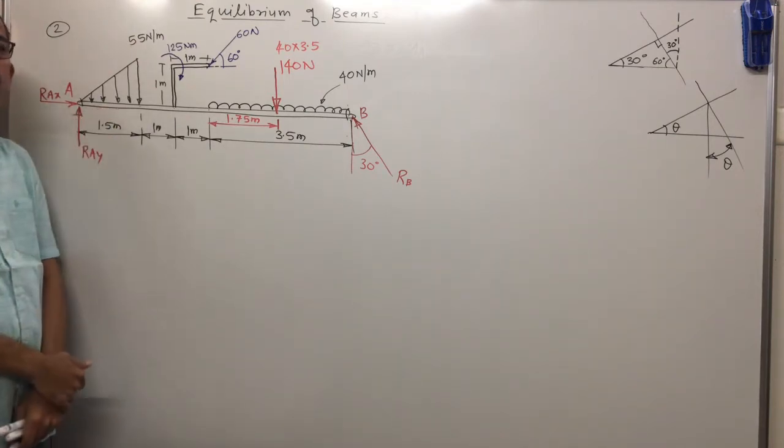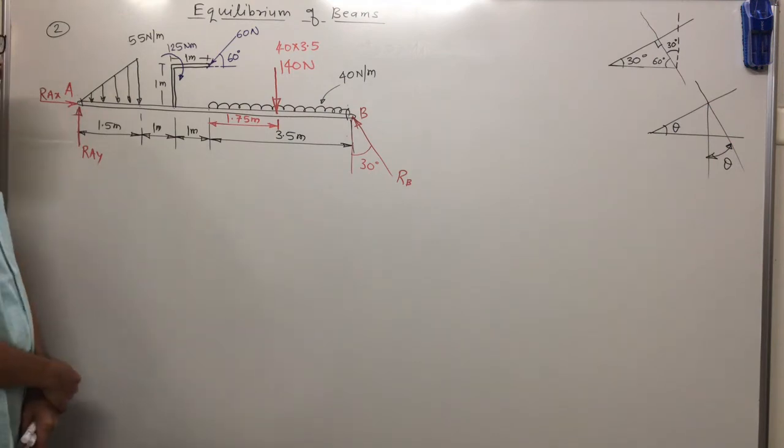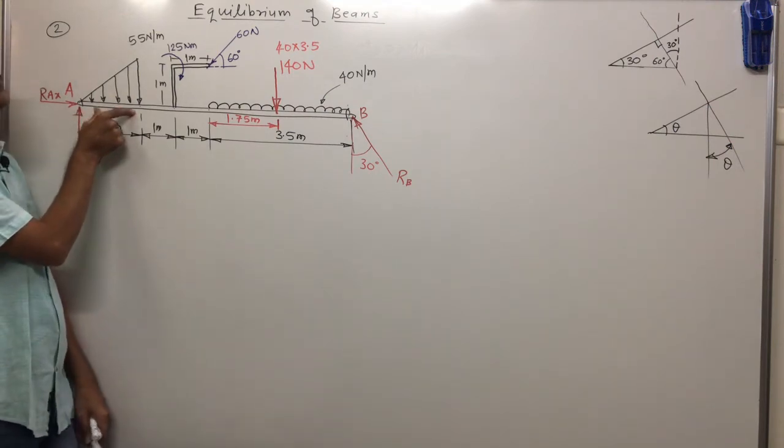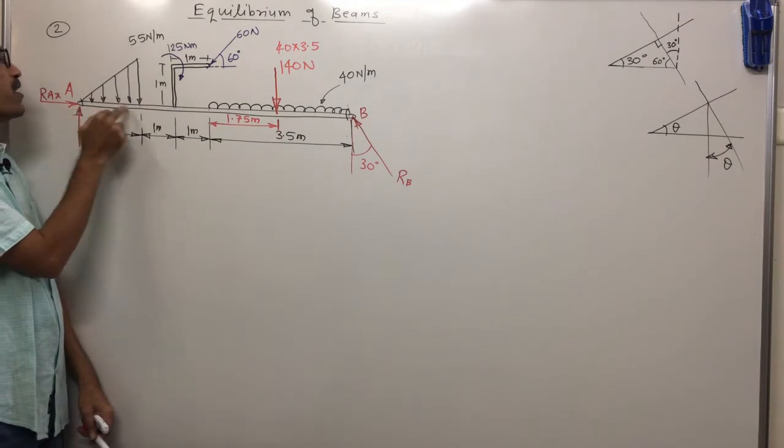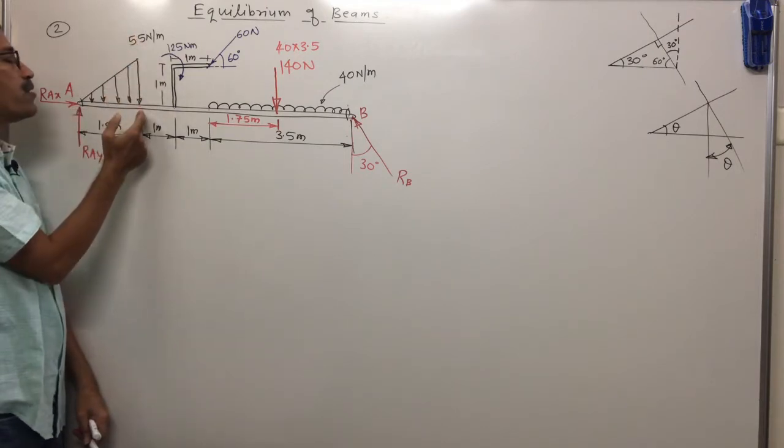Next, what is important? Again, the equivalent of the UVL. If we represent the equivalent of the UVL, you check: at one location it is 0, at the other end it is 55. Where is it maximum? At this location.